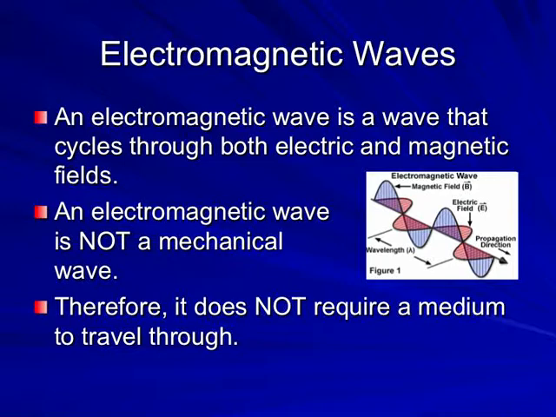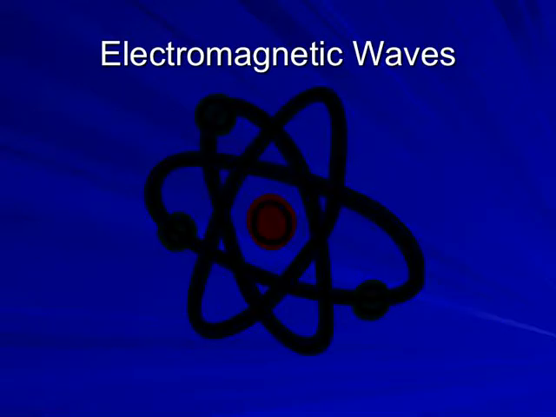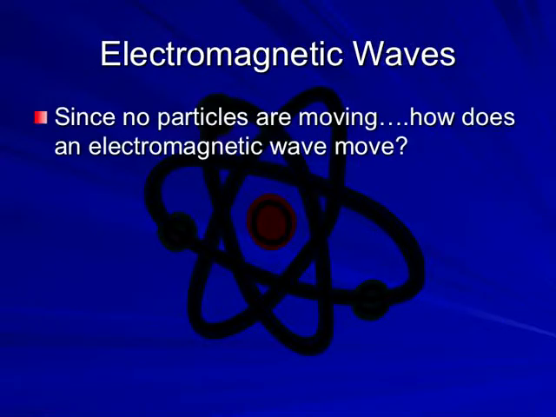All right. So since there's no particle movement, to me, I say, okay, well, if there's no particles moving, then how does the wave move? Because if there's no particles moving, then what's moving? That's kind of getting crazy. This is the fun part. So the sun beams are electromagnetic?